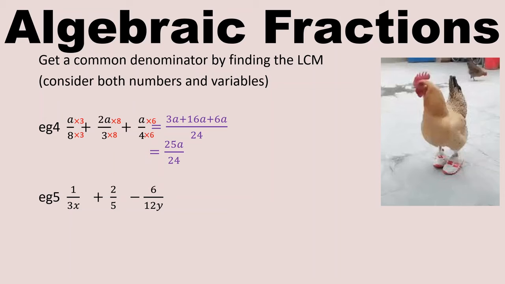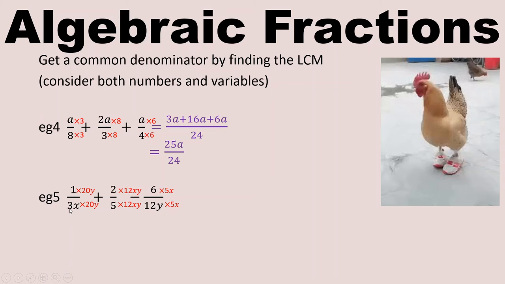But I also need to look at the letters. This first fraction here has got an x in the denominator. The last fraction has got a y in the denominator. So my lowest common multiple of these algebraic denominators should include both x and y. So this first fraction will need to be multiplied by a y because it's already got the x. This middle fraction will need to be multiplied by both x and y because it doesn't have either of them. And this last fraction will need to be multiplied by x. It's already got the y.